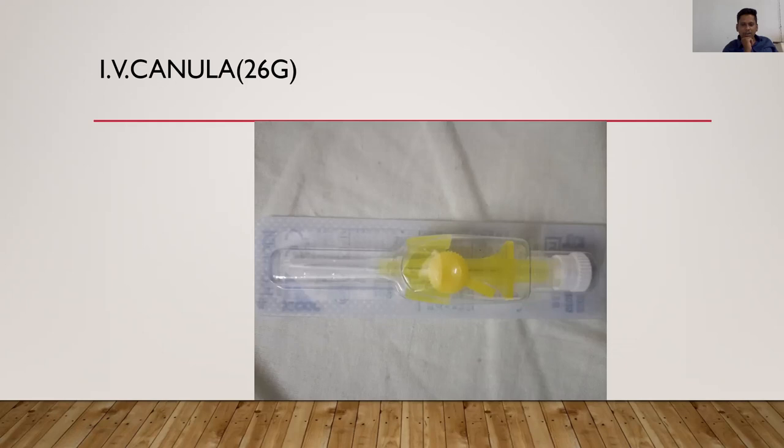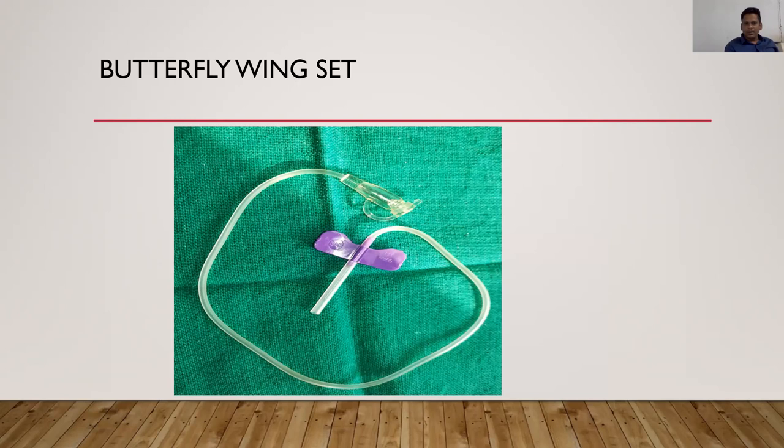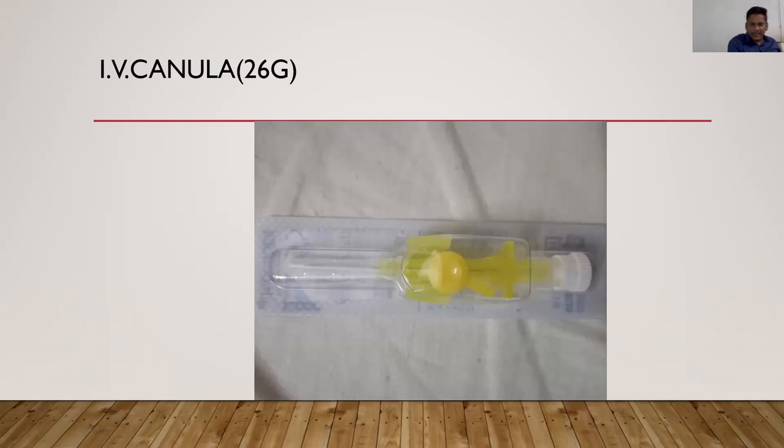When compared to this butterfly wingset and the IV cannula, what you are seeing right now, what would be most preferable? With the wingset, it's a needle. It can't stay for a long time when compared to the other one. On the other side, with the cannula, the needle will be taken out, so only the plastic material inserted into the subcutaneous route will remain in there. You may have to fix it well and secure it well, so that there is no damage or leakage from that site. It is more comfortable and can be used for a long time. So these are the two things we have.